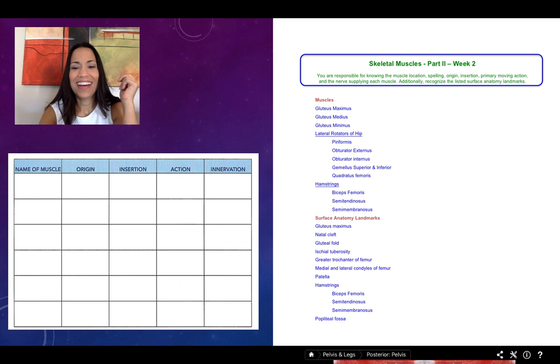Again, here is the list of all the muscles, the huge list of muscles that we're going to describe today. Okay, and in there, the surface anatomy landmarks. Do your chart.